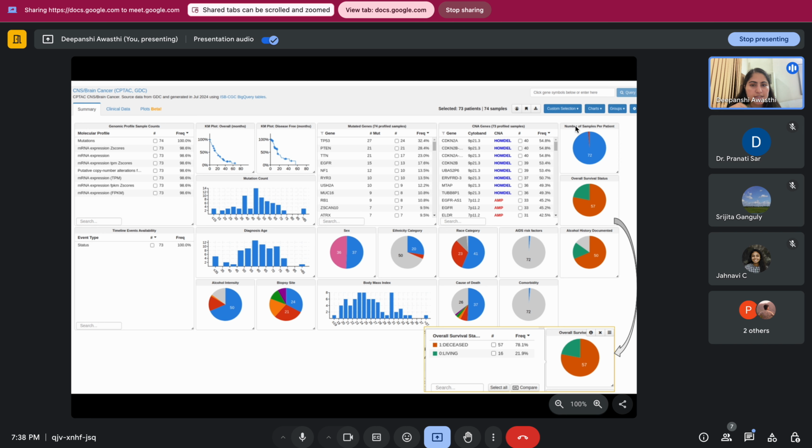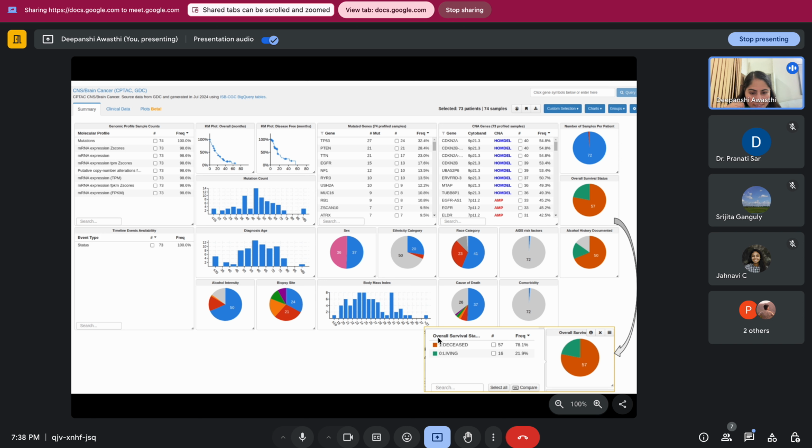Then let's look at the rightmost section, which is the number of samples per patient, so how many samples were taken from one patient. Then below this is the overall survival status. In your assignment, you were asked to tell the number of patients which are surviving or which are dead. To check that, you can go to the overall survival status. You can click on it, and it will open up like the bottom part which I have shown. This arrow shows how it will open up. If you click on overall survival status, it will pop up like this, as shown in the bottom part of the slide.